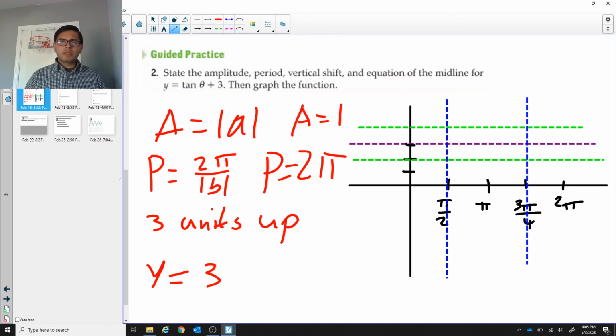What we're going to do is that at our starting point, the place that our phase shift took us to, which there was no phase shift, so we are starting at 0, we're going to put a point at 0. We're going to put a point at all of our main intersections. So at 0, we're going to put a point at the midline. At pi, we're going to put a point at the midline. And at 2 pi, we're also going to put a point at the midline.